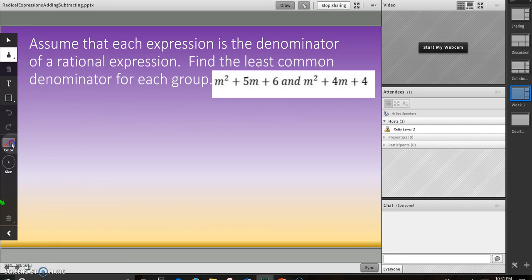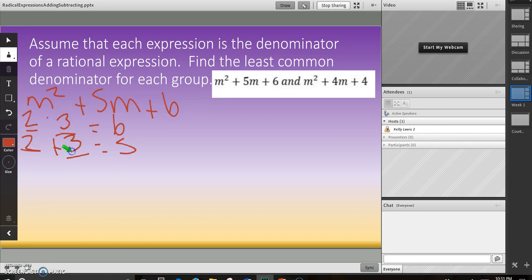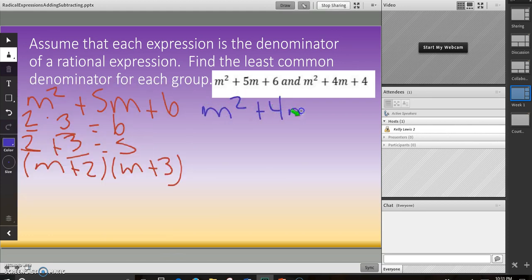All right, let's try this guy. m squared plus 5m plus 6. Multiplies to give me 6, adds to give me 5. So 2 and 3. So it's really m plus 2, m plus 3. Then let's do m squared plus 4m plus 4. Multiplies to give me 4, adds to give me 4: 2 and 2.